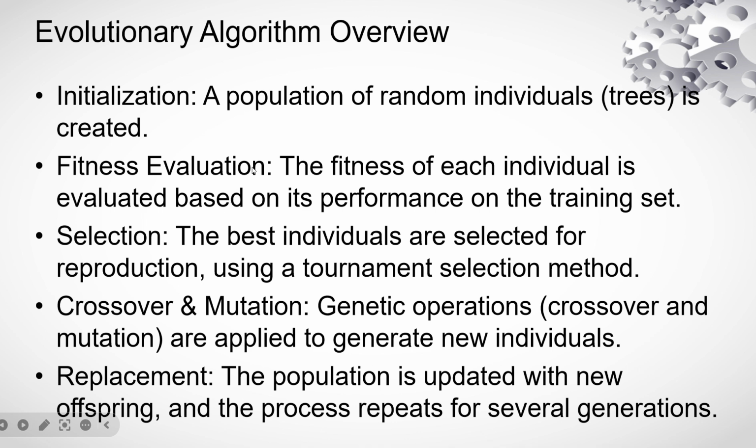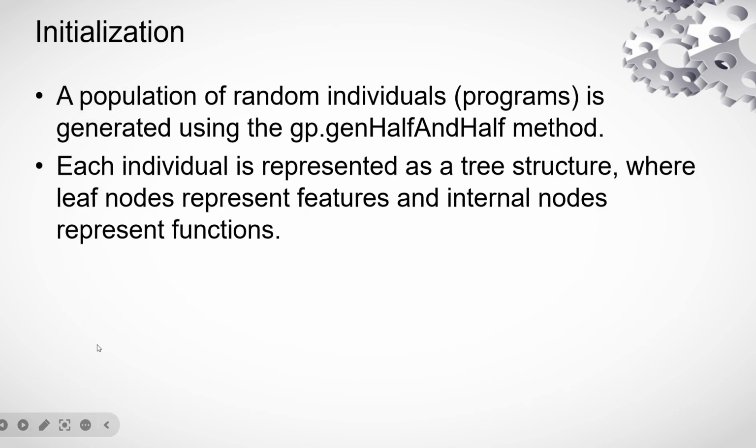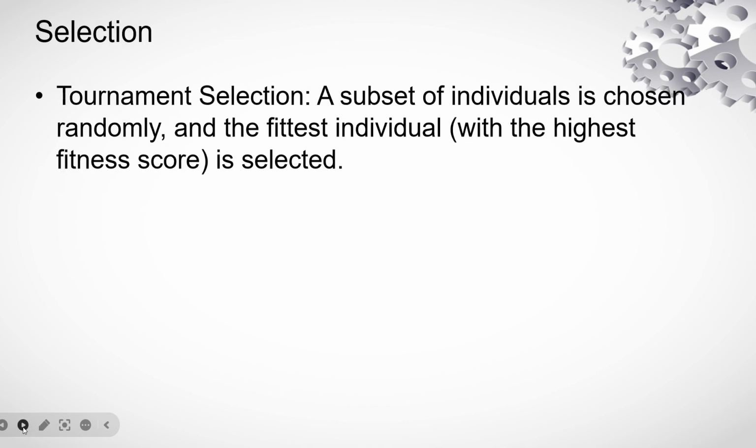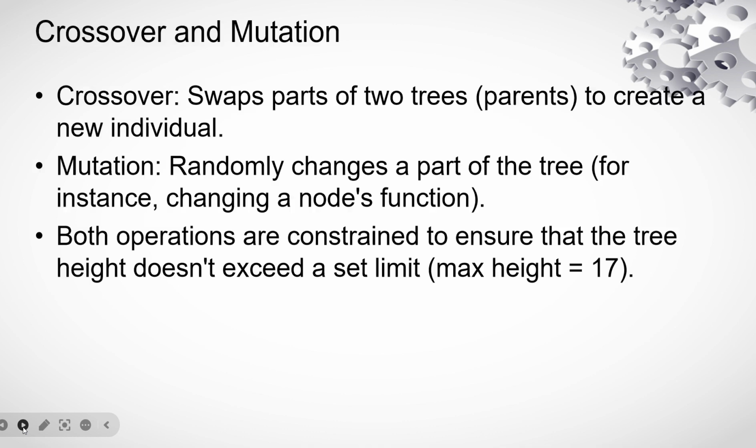Evolutionary algorithm overview: we have an initialized group of individuals, and we have calculated fitness evaluation based on a fitness function and performance on the training set, and we have done the selection and crossover. Mutation, which is nothing but the replacement one, and we have employed a gen half and half method. For fitness evaluation, we have compiled the program, calculated the fitness, and then predicted the output on training data, and also calculated the accuracy. Then we have used the same model on the test data to see the accuracy.